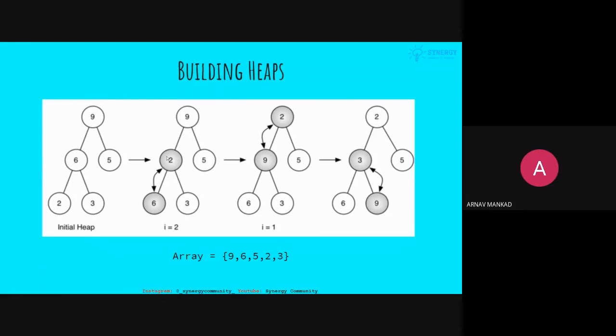Okay, and now what we do is we go to the next inner node, which is 9 in the current state. So now we apply the heapify on the 9. So what happens now is we check what is less. Again, 2 is less, we swap 2 with 9, 2 goes to the root and 9 comes over here.